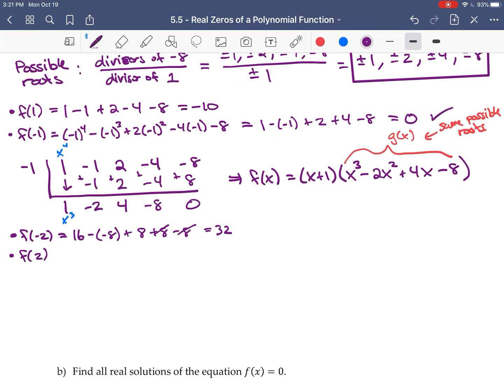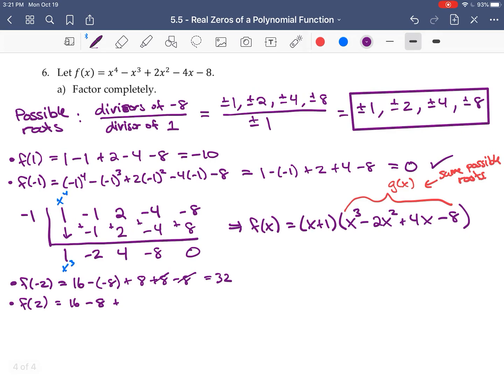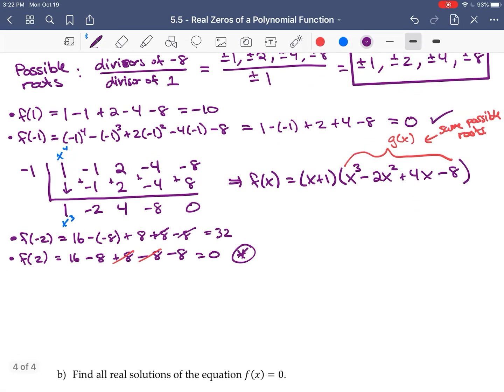Maybe we try positive 2. So 2 to the power 4 is 16. Minus 2 to the power 3 is 8. Plus 2 times 2 squared, that's also 8. And then we have minus 8 minus 8. So here the minus minus. And then I have 16 minus 16. So here I get 0 again. Okay, so that means that x minus 2 is a factor, because 2 is a root.